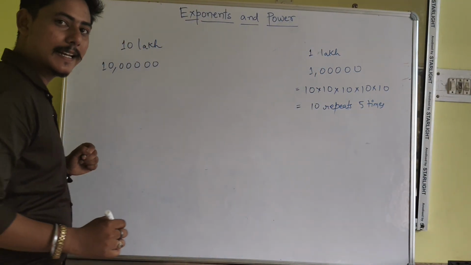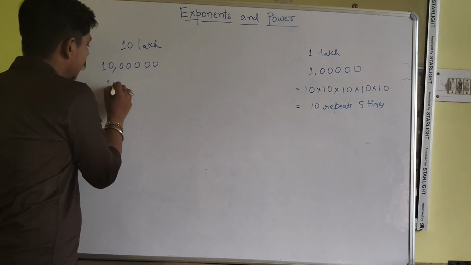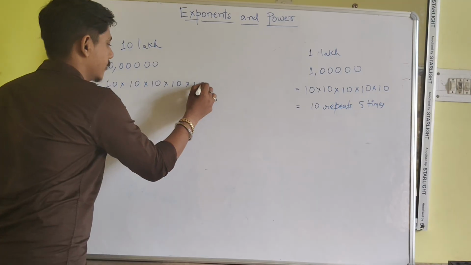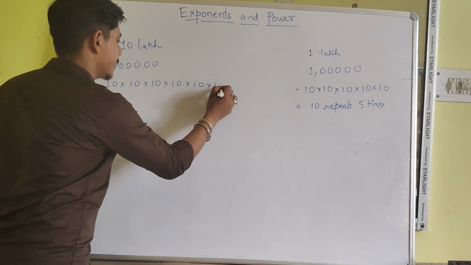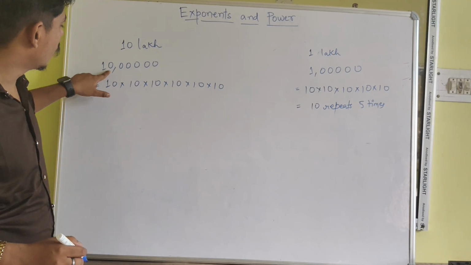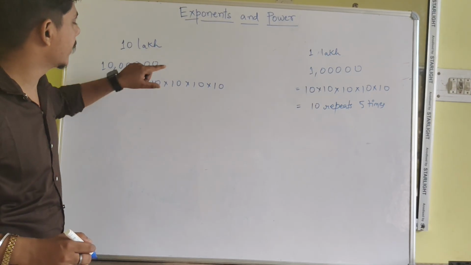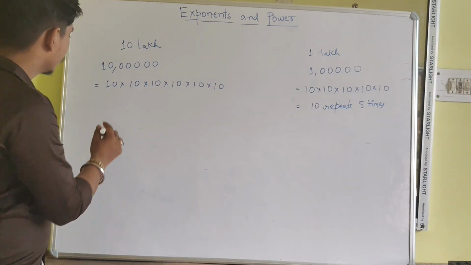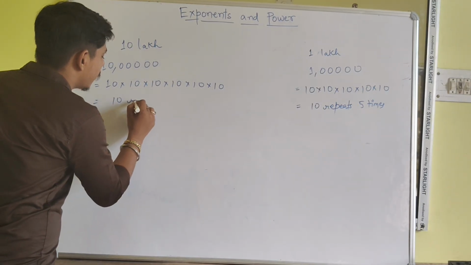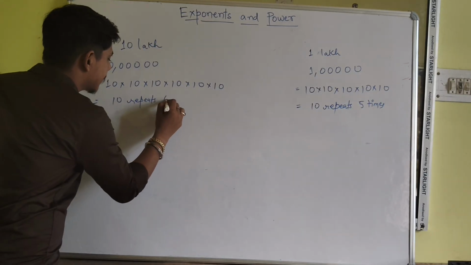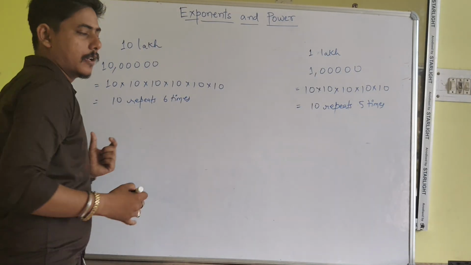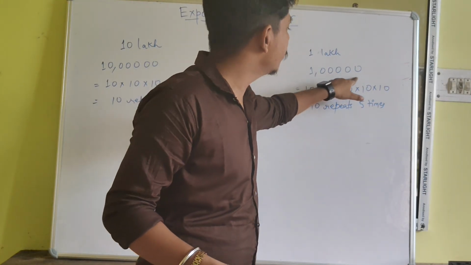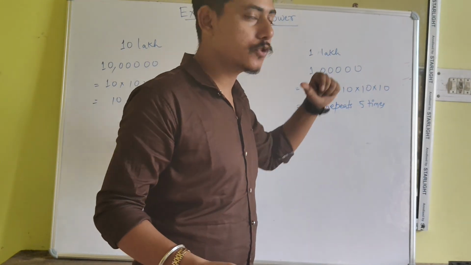In this 10 lakh, we have 10 multiplied by itself how many times? 6 times. 1, 2, 3, 4, 5 and 6. 6 zeros, that is 10 multiplied 6 times. We can also say 10 repeats 6 times. Note that Rahul, 1 lakh can be written in this form also, that is 1 and the 5 zeros.